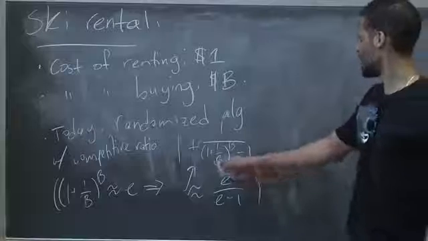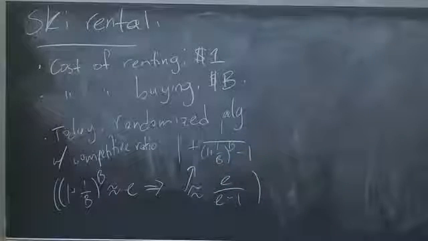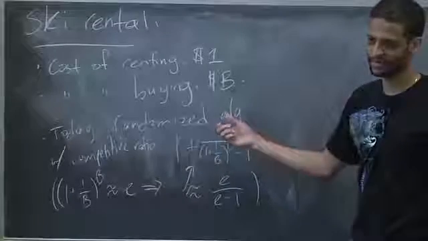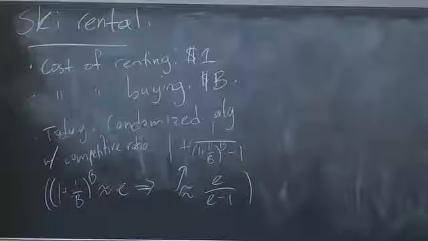Okay, so this thing is always at least e over e minus 1, but it converges, it goes down toward e over e minus 1. And the worst case is when b is 1. When b is 1, this will give you 2, which b is certainly at least 1. Otherwise, you would never bother renting.